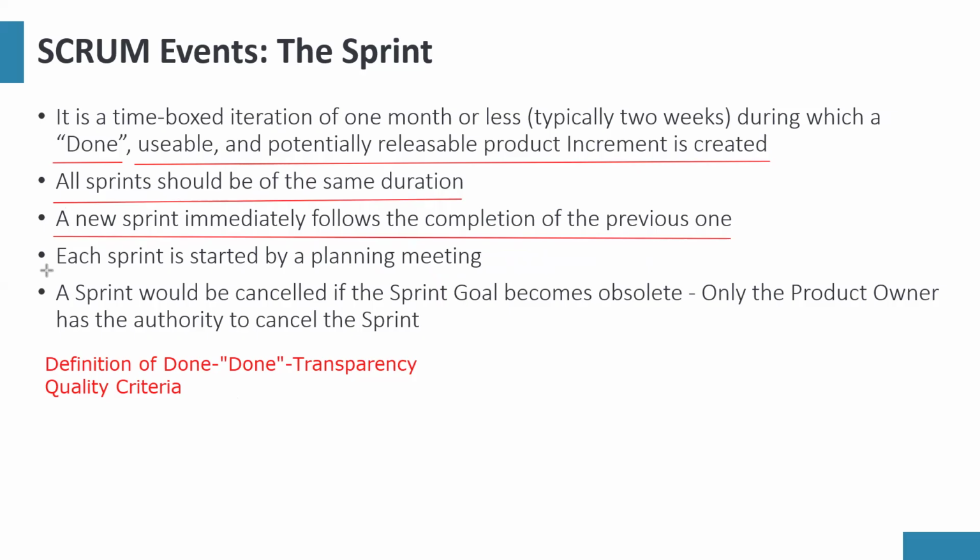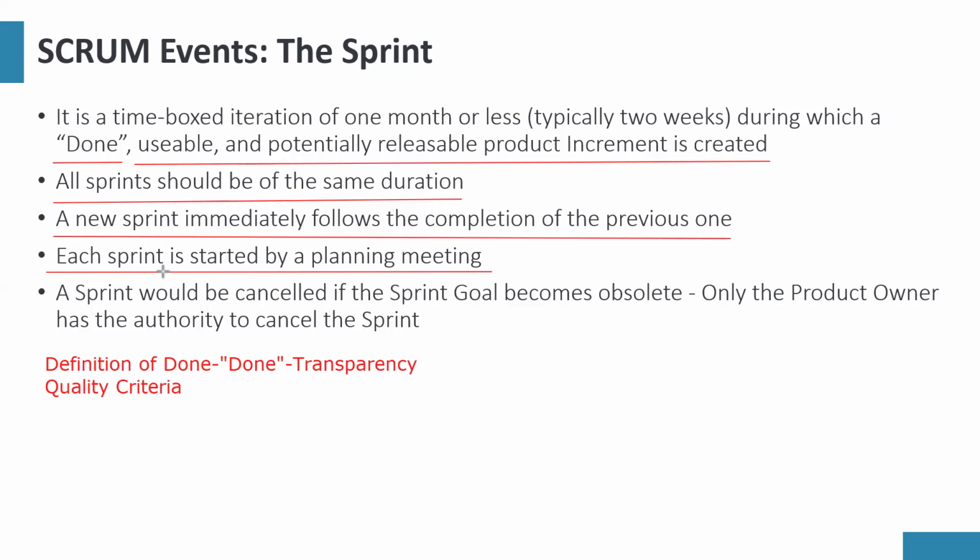Each sprint is started by a planning meeting. That means we have the sprint planning meeting. That's the meeting we're talking about. A new sprint, let me talk about the third one. A new sprint immediately follows the completion of the previous one.